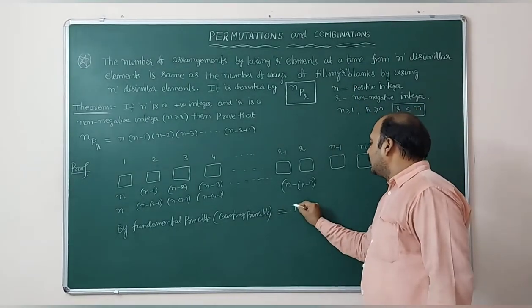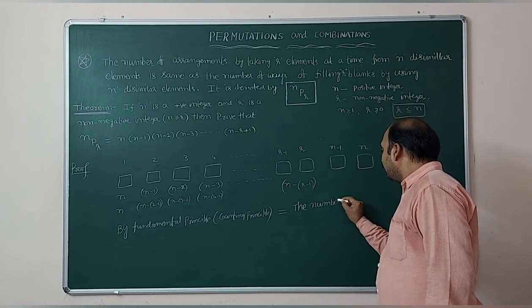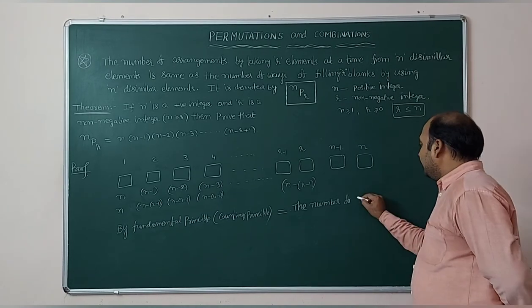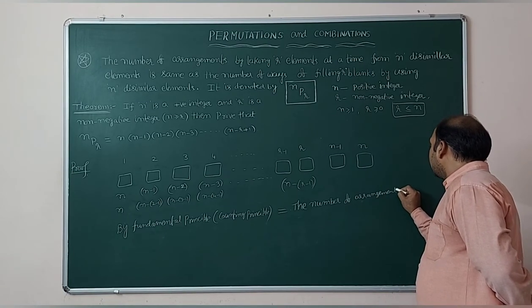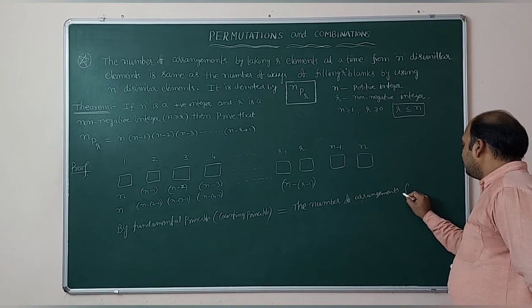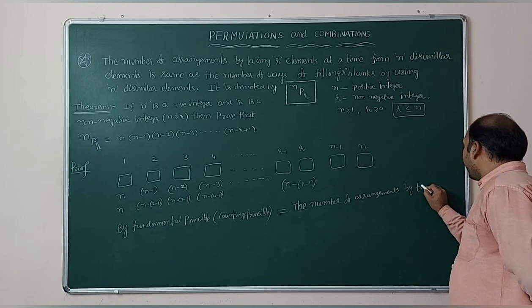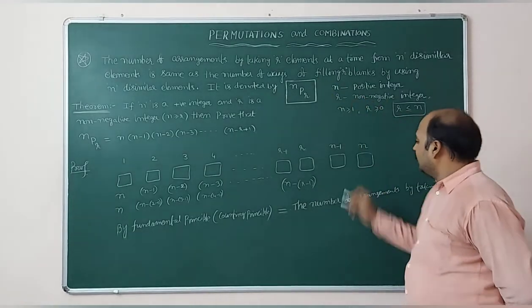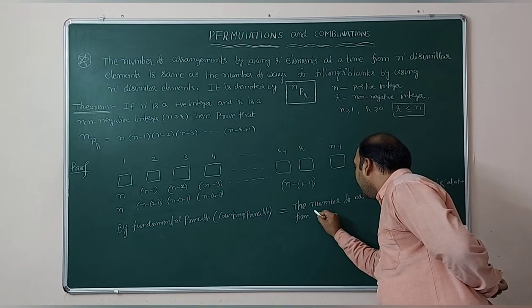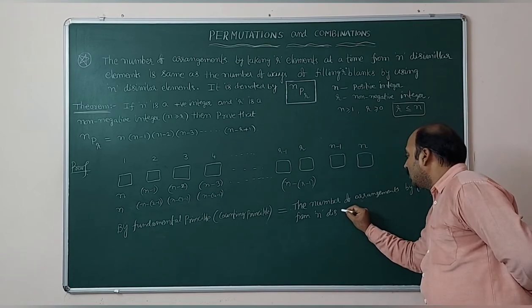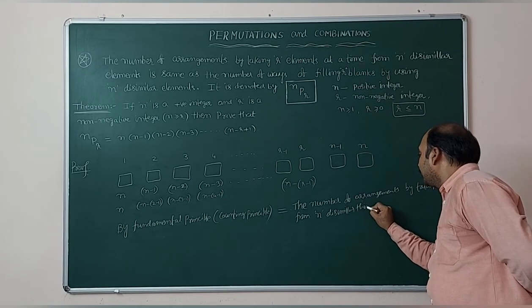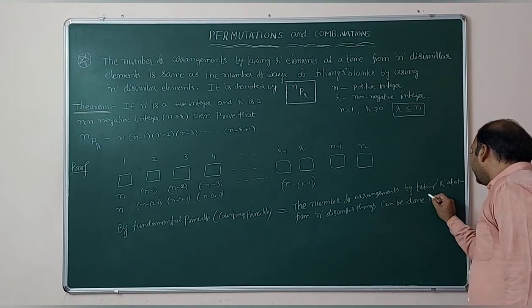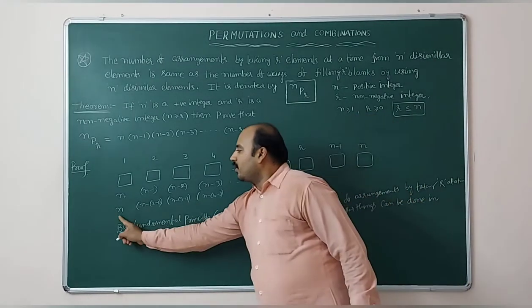the number of arrangements by taking r elements at a time from n dissimilar things can be done in the product of these ways.